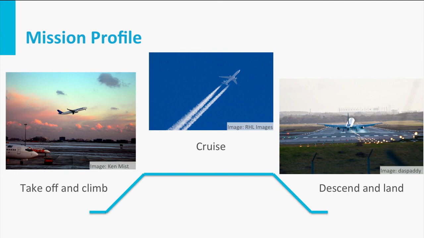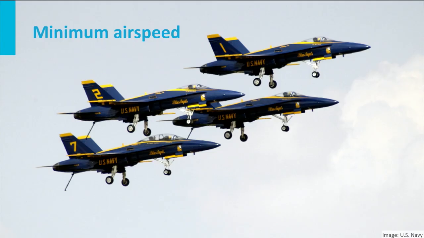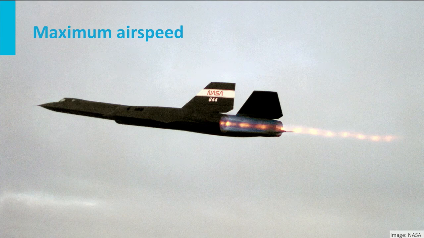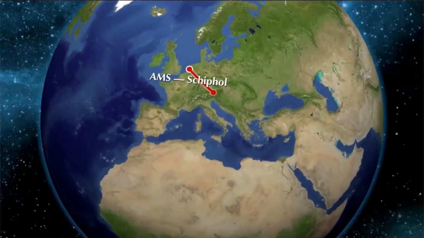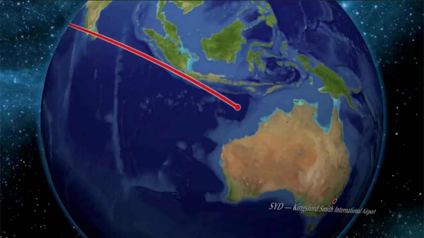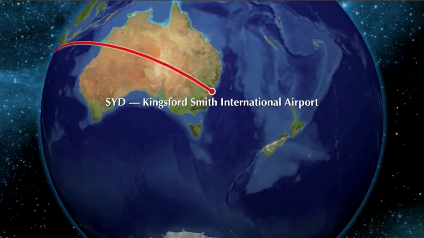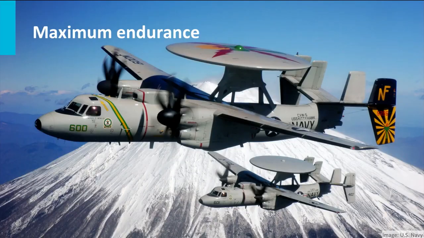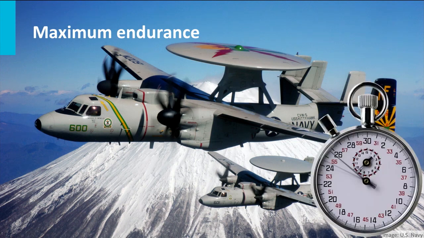Now there are 4 topics of relevance to aircraft performance in horizontal flight. We start with the minimum airspeed. On the other hand, we have the maximum airspeed, and maximum range, or in other words, how far can an aircraft actually fly. And finally we have what we call maximum endurance, or in other words, how long an aircraft can stay in the air time-wise.